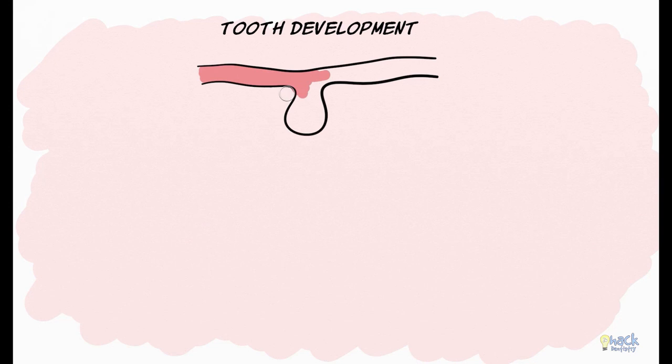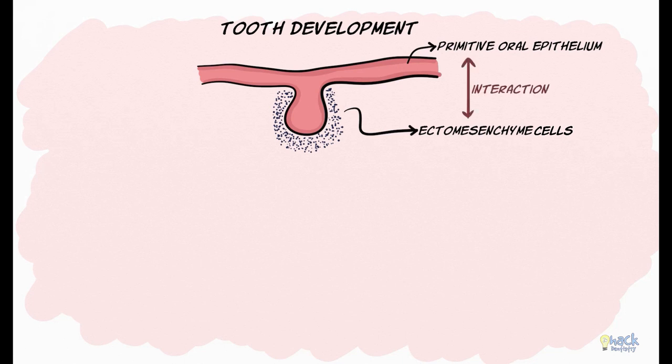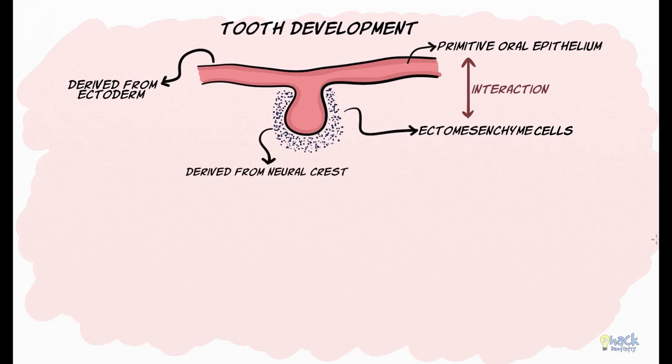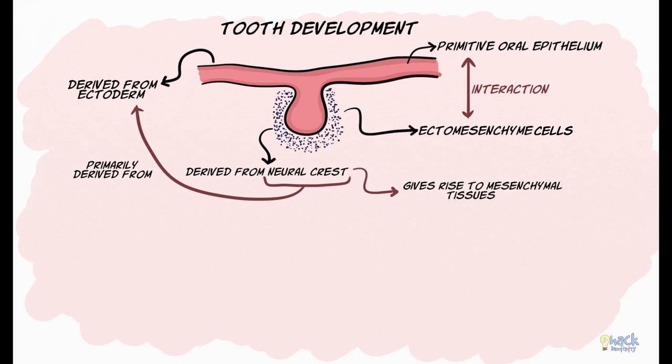The development and growth of teeth is a complex process of interactions between the primitive oral epithelium and the underlying ectomesenchymal cells. The epithelium is derived from the ectoderm of the first pharyngeal arch, while the cells of the ectomesenchyme are neural crest in origin. Since the neural crest cells are primarily derived from the ectoderm and eventually give rise to the mesenchymal tissues, they are called ectomesenchymal cells.